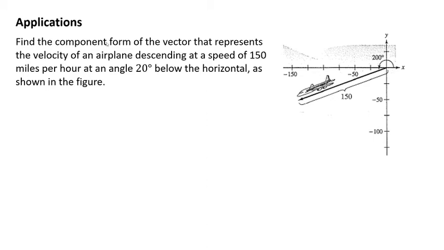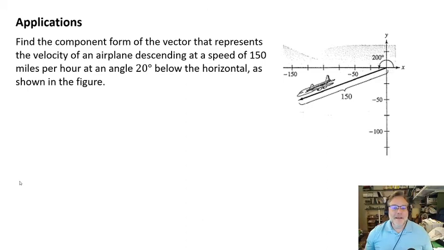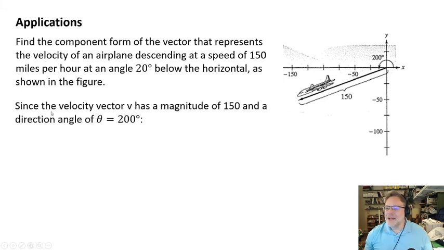So find the component form of the vector that represents the velocity of an airplane descending at a speed of 150 miles per hour at an angle 20 degrees below the horizontal, as shown in the figure. So how do we represent this vector in terms of components? Since the velocity vector v has a magnitude of 150 and a direction angle of really 200 degrees, I'm measuring this from this portion here. This is how we're measuring angles, as you recall, from trigonometry.